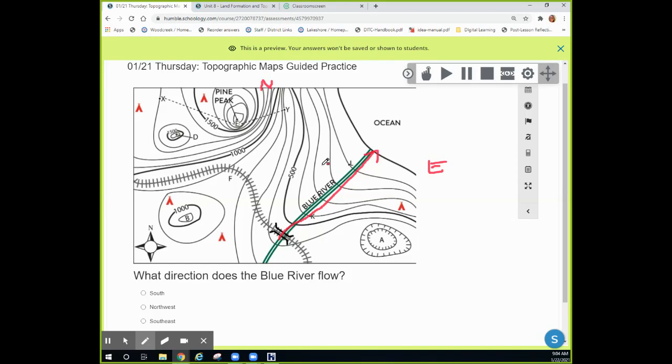Okay? When we look at maps, south is at the bottom of the map, but this river is not flowing to the bottom of the map. It is not flowing south. It is flowing down northeast. Okay?